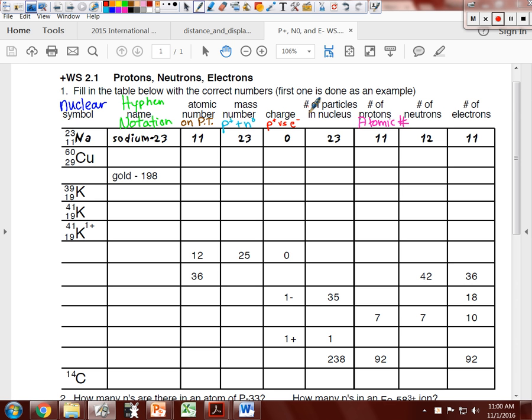Just real quick, again, saying this out loud. What is it called if they have the same number of protons and electrons? What do we call that? Neutral. And what's the value of a neutral charge? 0. Okay? All right. Now, this is the next column.